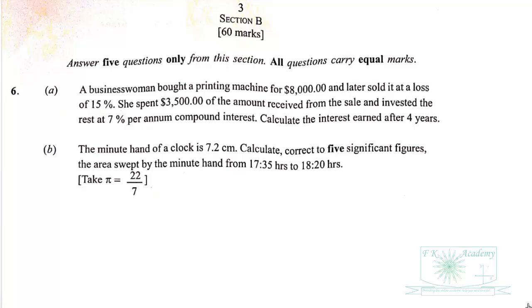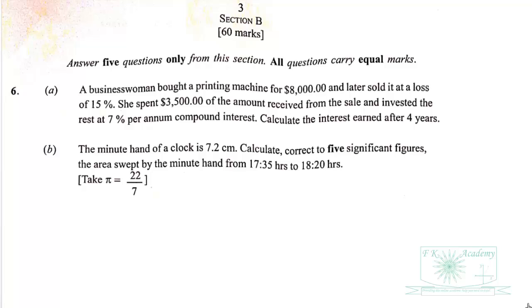Now let's consider the solution to question number 6. A businesswoman bought a printing machine for 8,000 and later sold it at a loss of 15%. She spent 3,500 of the amount received from the sale and invested the rest at 7% per annum compound interest. Calculate the interest earned after 4 years.